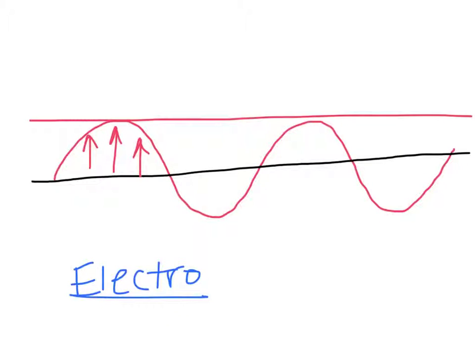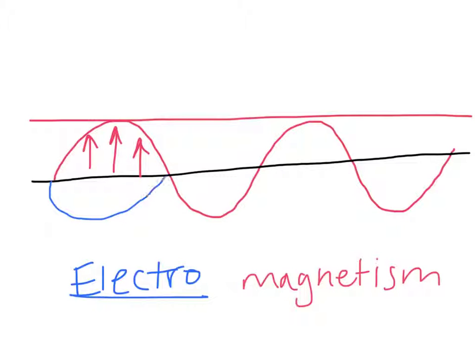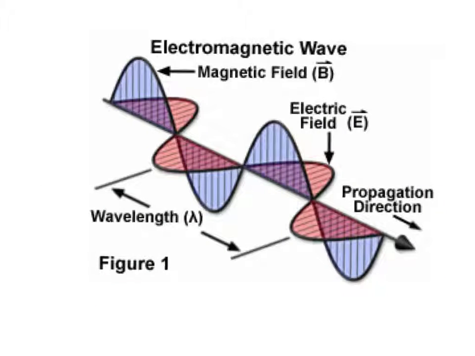But it isn't quite so simple. There's also the magnetism aspect. There's a second component of the electromagnetic wave, which is perpendicular to the electric field, and that's the magnetic field, which also oscillates. Here's a much better picture. You can clearly see the perpendicularity between the electric field and the magnetic field.